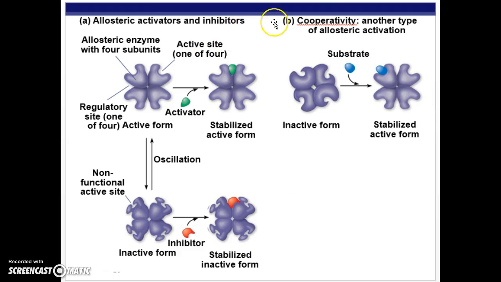Okay, and then the contrast to that is cooperativity, which is a type of allosteric activation. And the reason it's called allosteric is because the substrate's only binding to one site. It's not binding to all 4 of them. And so because it's doing that, it's actually causing an activation of the enzyme by opening up all of the active sites.